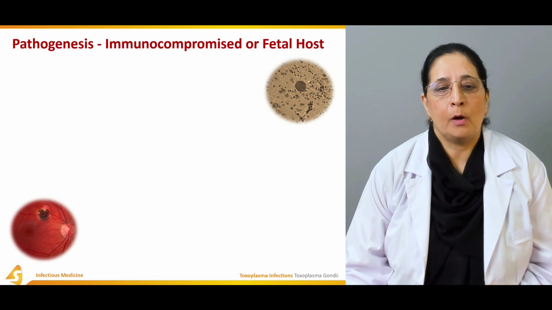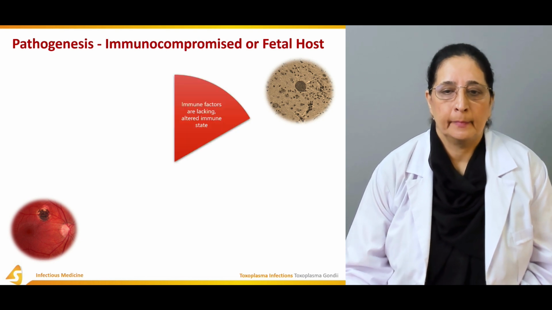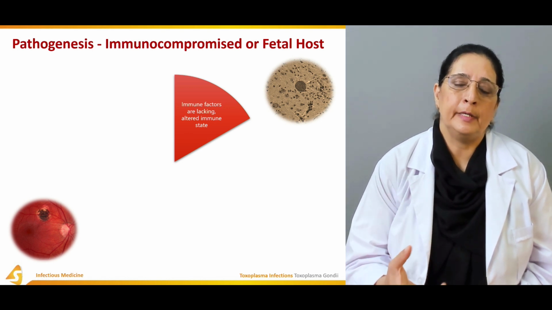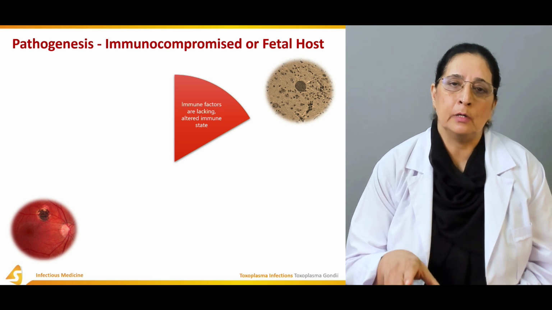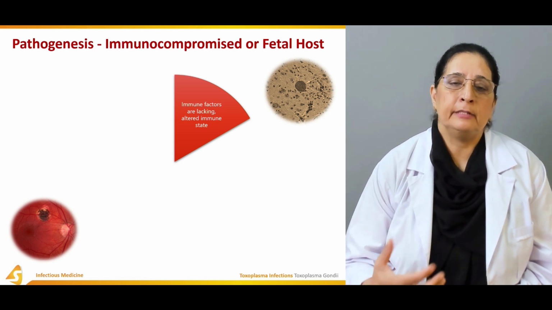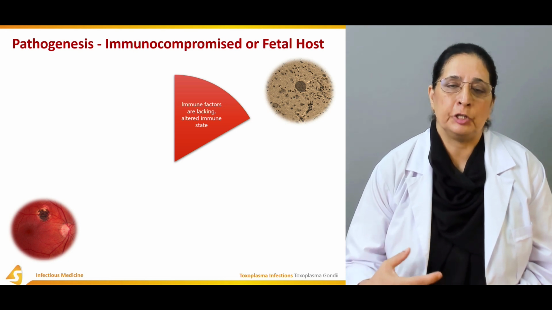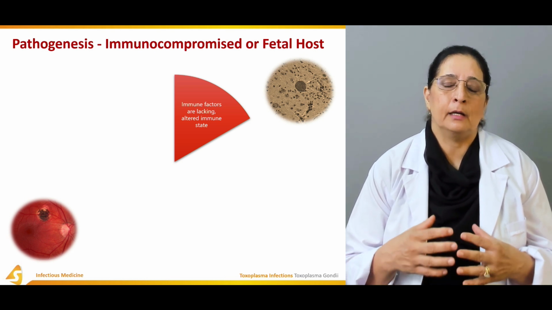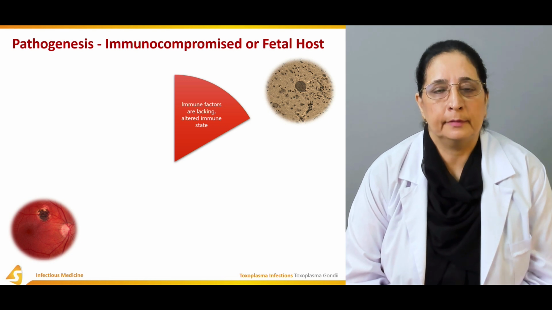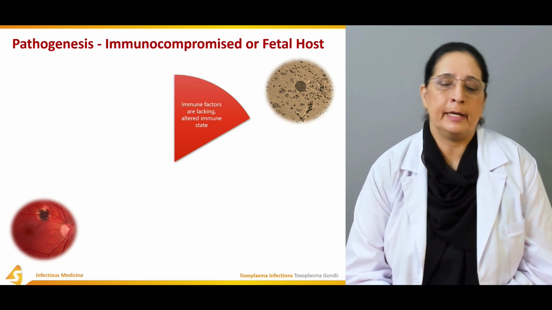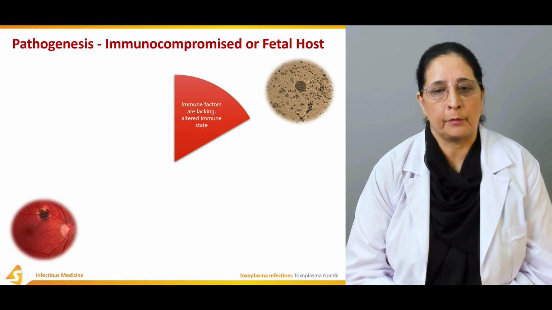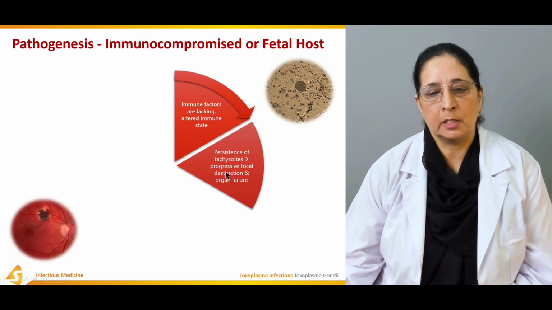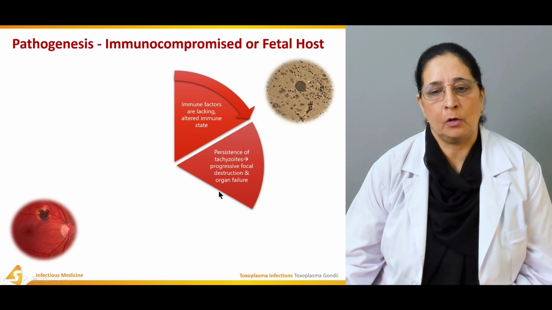Now, in the immunocompromised or fetal host, immune factors are lacking, because in the immunocompetent host we mentioned that humoral and cellular immune responses are activated and fight against the infection. But if the patient is immunocompromised, or is a fetus or newborn, it is hard to fight because their immune system is compromised. Persistence of tachyzoites causes progressive focal obstruction and organ failure.